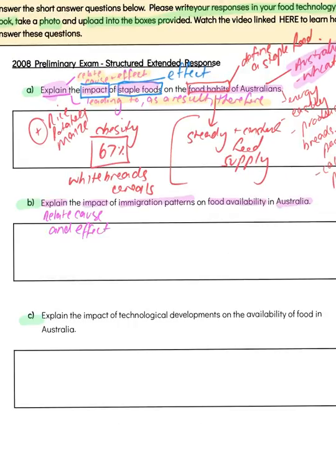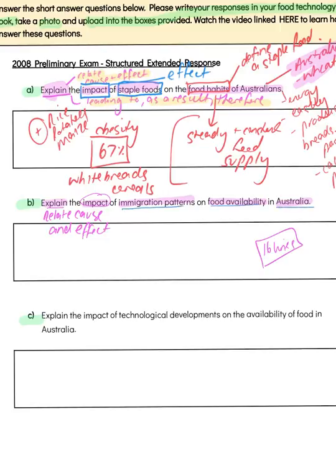So the next question, part B, is worth 8 marks. So you're going to need to write approximately 16 lines to address this in detail and to address it in the detail that it requires. The verb for this question again is to explain. And I'm not going to go through this in too much detail because you've already addressed this in part A. But you are explaining the impact of immigration patterns on food availability in Australia.